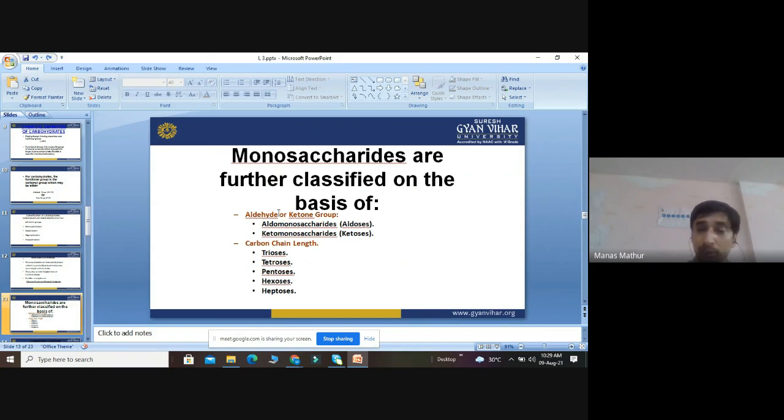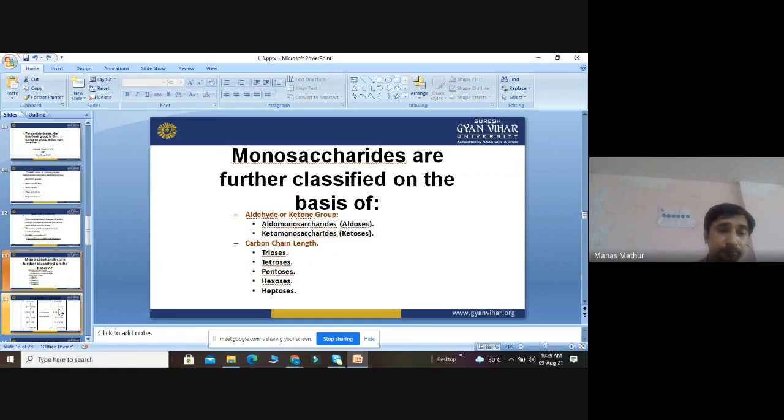Suppose I talk about an aldotriose. Which functional group does it have? Aldose, that is aldehyde. And triose means it has a 3 carbon chain. Suppose we talk about a ketohexose. Keto means which group? Ketone group. And hexose means a 6 carbon chain. So based on the functional group and on the carbon chain length, we can easily classify the monosaccharides. It is not a difficult task to classify them.